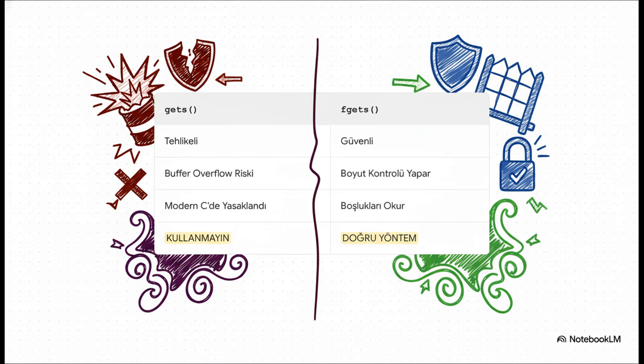On the right side, that's our hero, fgets. It's safe because you tell it exactly how much space you have, and it knows how to handle spaces perfectly. This is always the right answer.